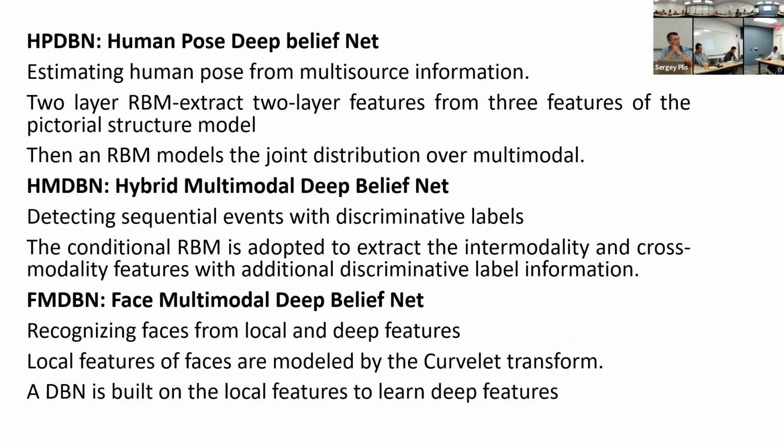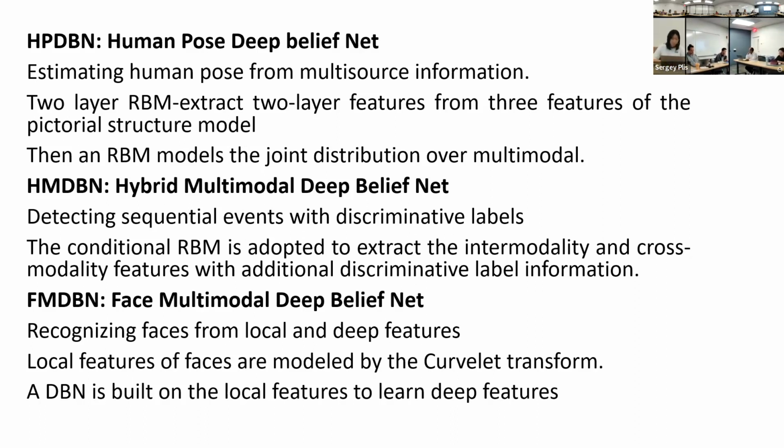Also, they use some other methods like HPDBN, human pose deep net. This model estimates human pose from multi-source information. They use a two-layer RBM to extract two-layer features from three features of the pictorial structure of the human model. Then an RBM models the joint distribution over the multimodal features.